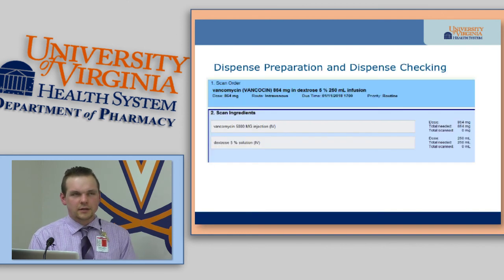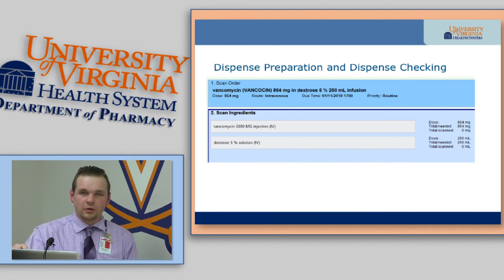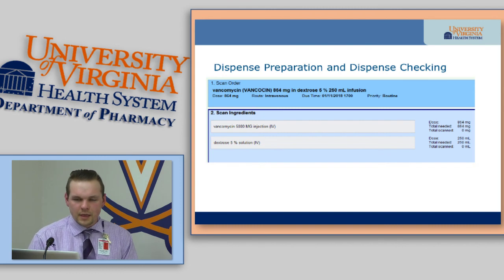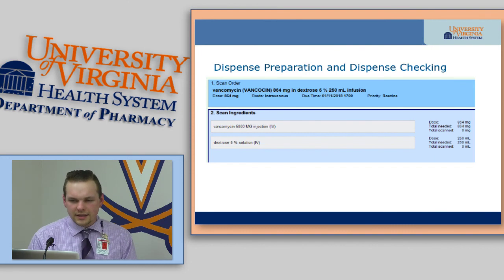Dispense prep and dispense check, as we call it, is a feature of Epic, a pretty popular EMR that is an IV workflow system. At the top of this picture, you might see that it's got information for an individual order that's being compounded in the IV room. Below, it has both ingredients involved in this mixture, not only a vancomycin injection, but also a dextrose solution. On the right side of the image, it's got the dose, and whether or not this was scanned will show up when the product is barcode scanned.